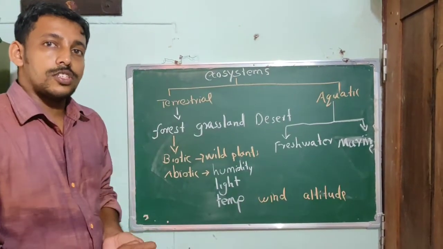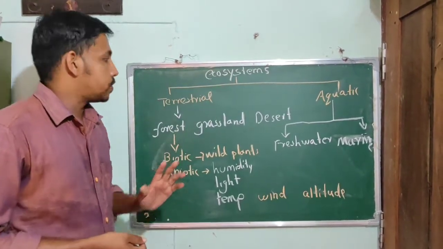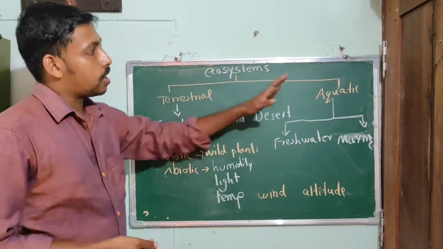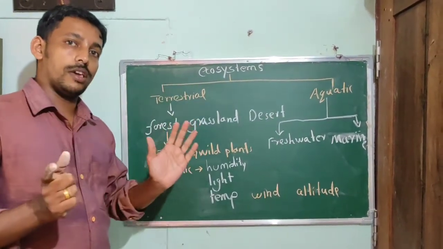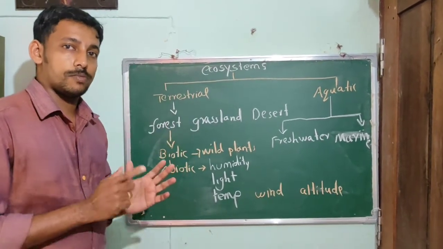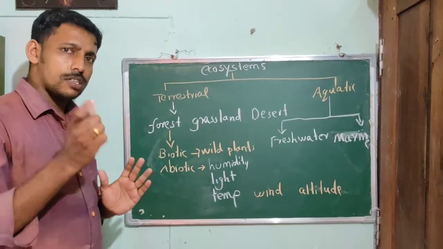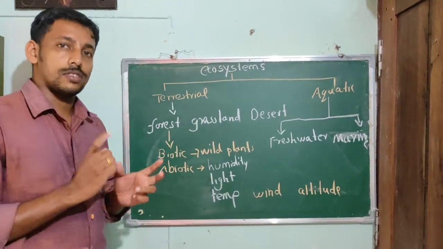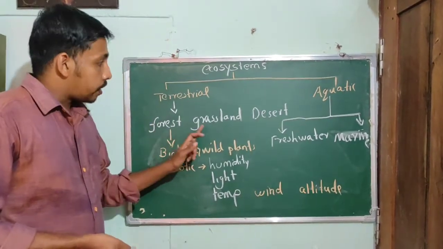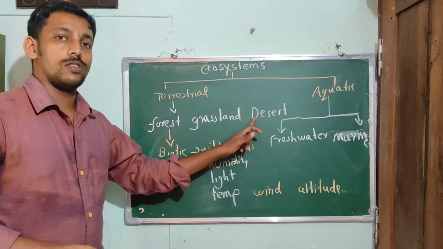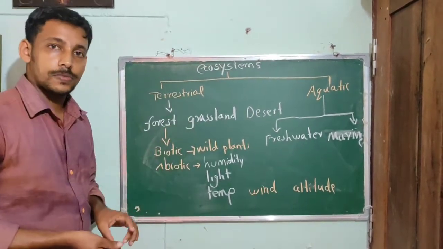The ecosystem is broadly classified into two categories: the terrestrial ecosystem and the aquatic ecosystem. So the entire ecosystem in the world can be broadly classified into what? Terrestrial and aquatic. Terrestrial means the land ecosystems. That may include forest, grasslands, and desert. All these are the land ecosystems, or terrestrial ecosystems.